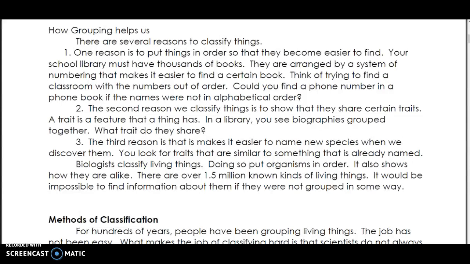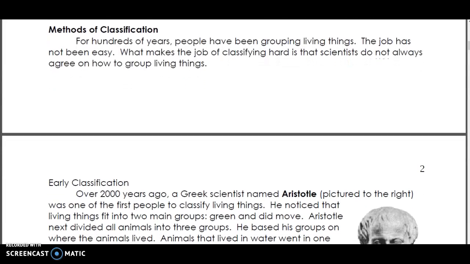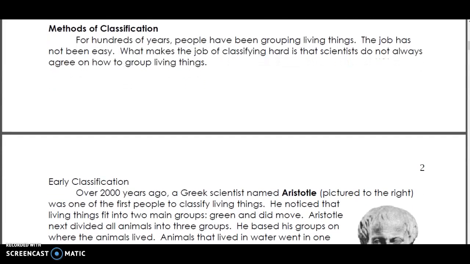Biologists classify living things. Doing so puts organisms in order. It also shows how they are alike. There are over 1.5 million known kinds of living things. It would be impossible to find information about them if they were not grouped in some way. Methods of classification. For hundreds of years, people have been grouping living things. The job has not been easy. What makes the job of classifying hard is that scientists do not always agree on how to group living things.